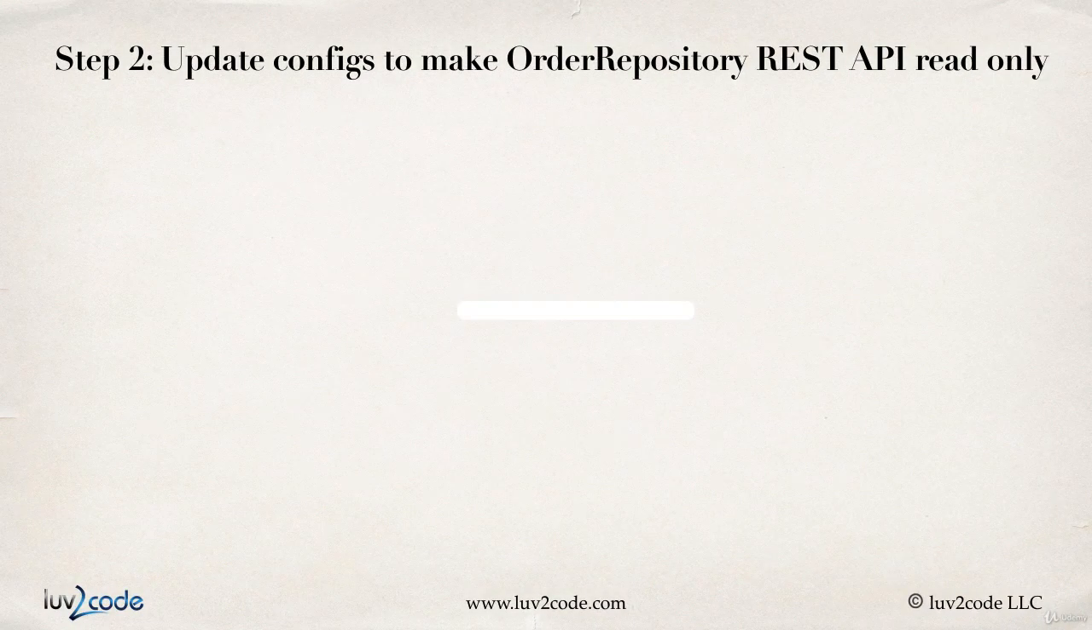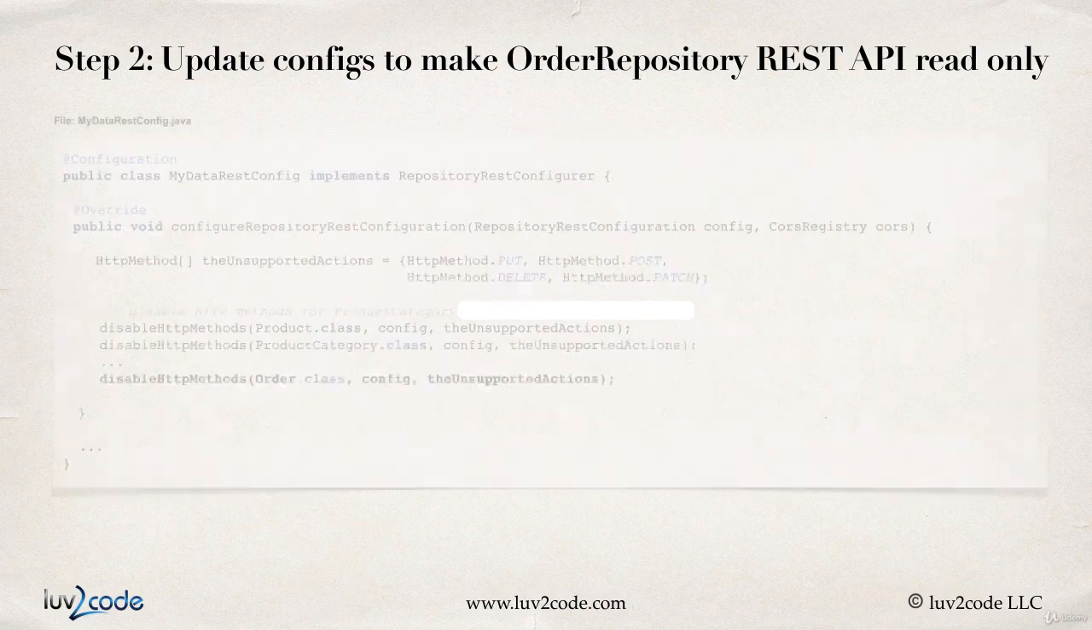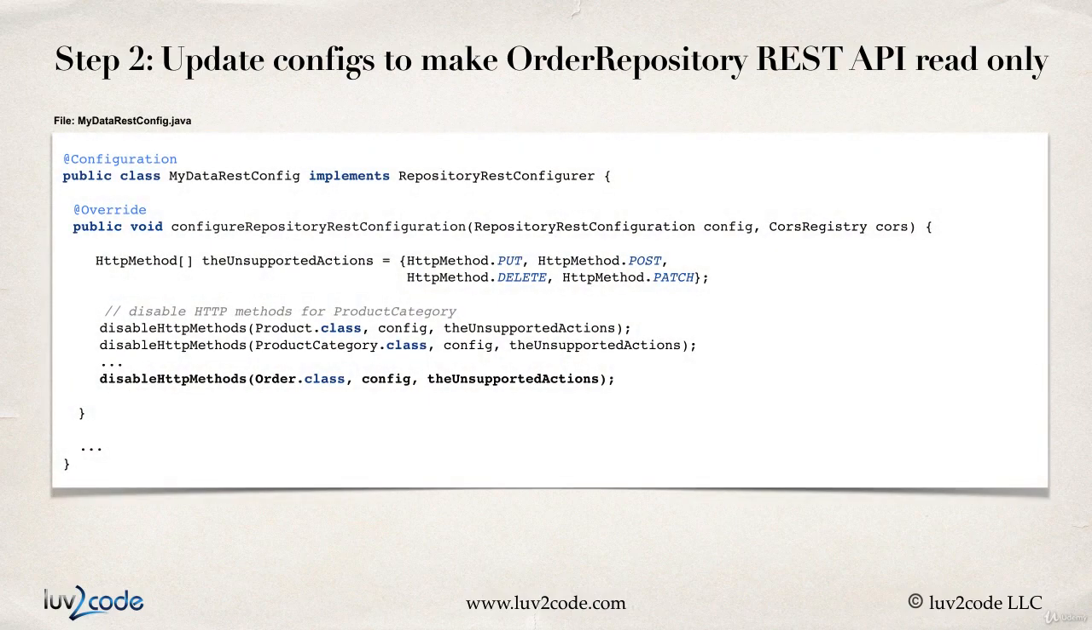Now step two of updating the configs to make the order repository REST API read-only. So we've done a lot of this work before. We're simply going to add one new line here in our configuration to disable the methods for the Order class. And everything else here works out the same. So we're A-OK.